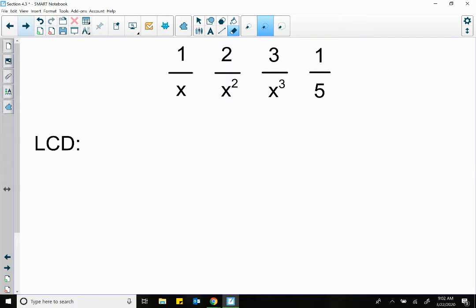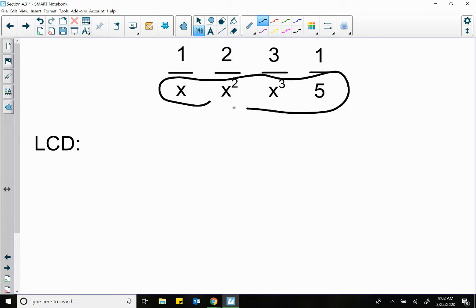Okay. So, if we look at all of our denominators, here they are. Again, using my trick, I start with the first denominator. Okay, write it down. Does x cover x? Absolutely. Does x cover x squared? No. Okay, so now how do I fix x so that it will cover x squared? Well, let's make it an x squared. Because in order to cover x squared, I got to have 2 x's.